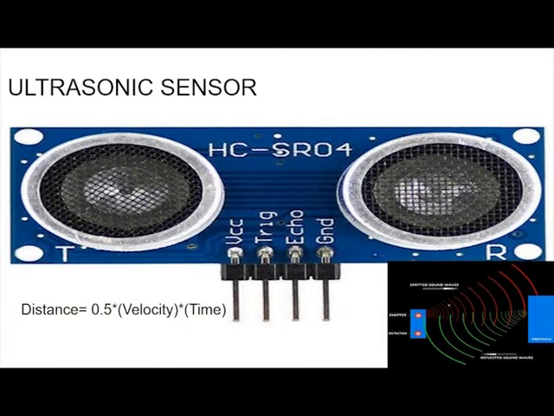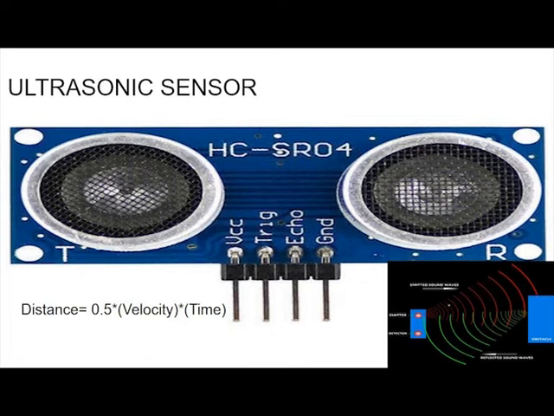Now we will consider a new type of sensor based on the principle of sound waves. These are ultrasonic sensors. The working principle of this module is based on the reflection of sound waves. It emits ultrasonic sound with a frequency of 40,000 Hz. Like all sound waves, it also travels at a speed of, sorry, it's 343 meters per second.